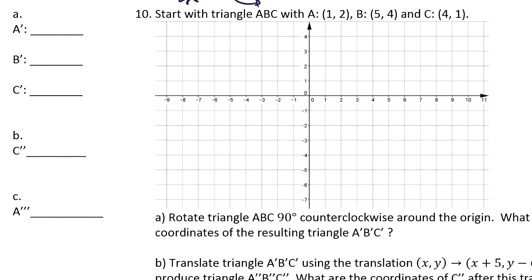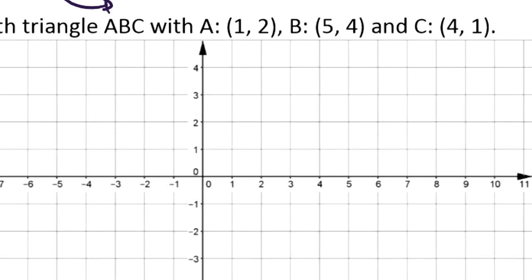It says triangle ABC and it gives the coordinates of A, B, and C. So I'm just going to go ahead and quickly sketch those. For A, x is 1 and y is 2. So there's my original A. For B, x is 5 and y is 4. So here is the original point B.